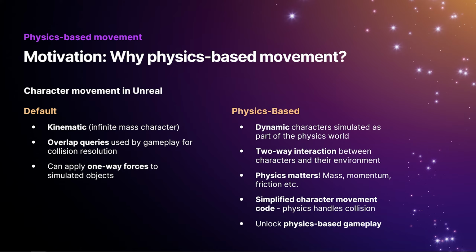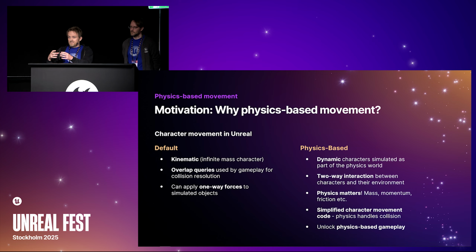So I'll start by describing a little bit about how the current default character works in Unreal. The current default character is a kinematic infinite mass character, which is moved around via gameplay code. So you have a kinematic capsule, and then you use gameplay code to move it to where you want to go. It does collision via queries, overlap queries. So you decide where you want to go, you move it, you check for overlaps, you see if you're overlapping something, and then you use your movement code to pull it back and then potentially move again for the rest of the time step. And you can get some physics interactions this way.